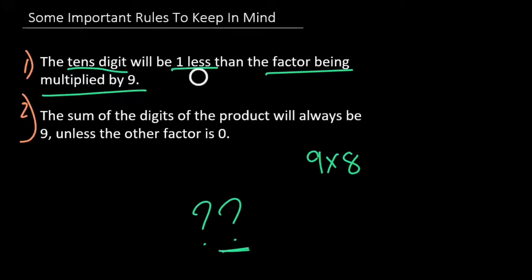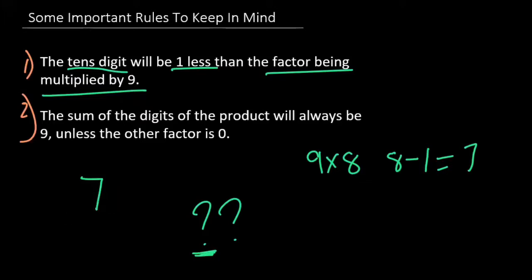The hint that the first rule is giving us is that the tens digit, which is this number, will be a number that is 1 less than 8. And 1 less than 8 is 8 minus 1. 8 minus 1 is equal to 7. So the hint that the first rule gave to us is that the tens digit, or the first number, is 7. So there we go. We have the first number, 7.